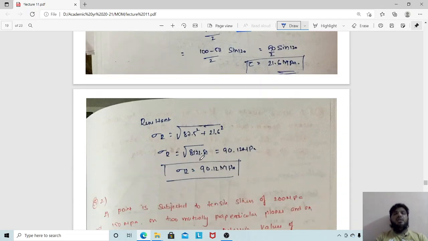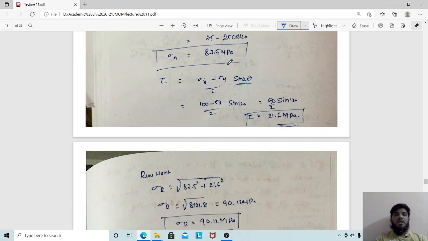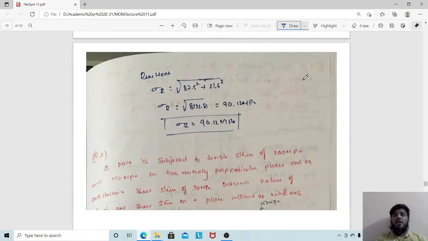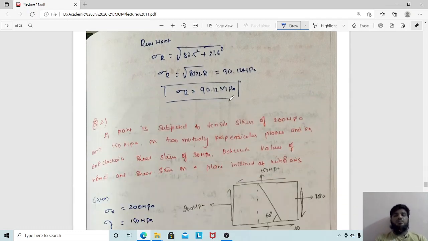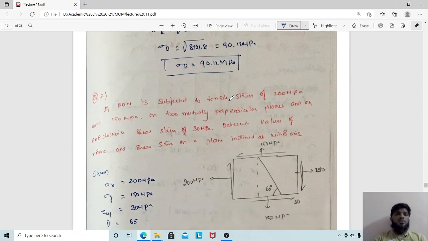Now if they tell you to find the resultant, what will you do? Whatever values you have got for sigma n and tau, both are perpendicular to each other. Horizontal squared plus vertical squared, under root, you are going to get the sigma r value. Okay, clear? Now I hope you are clear. If you have any doubts, please ask me.